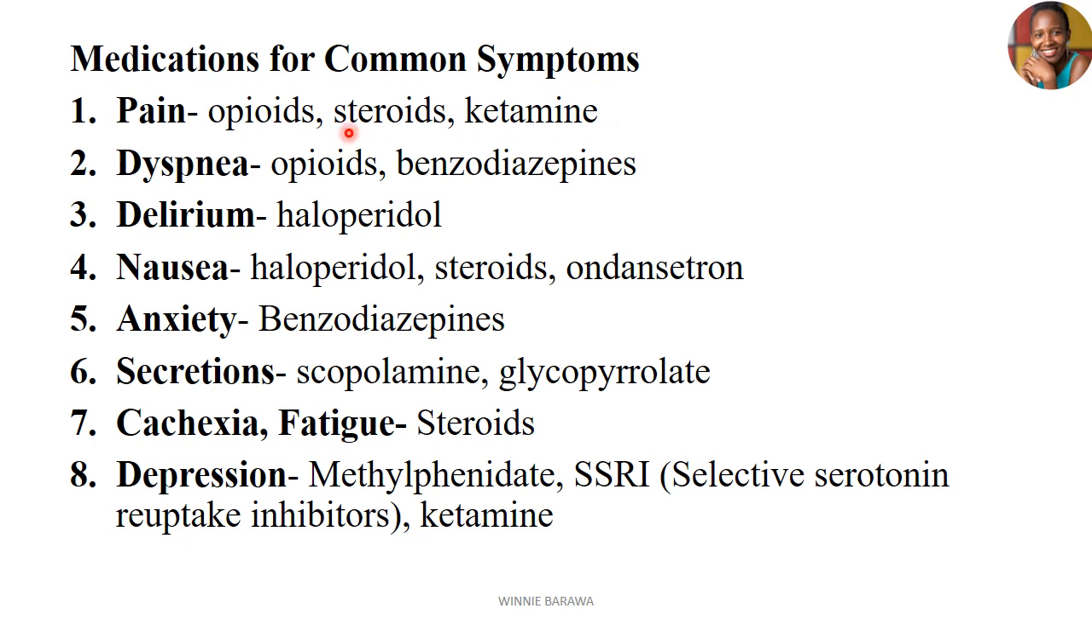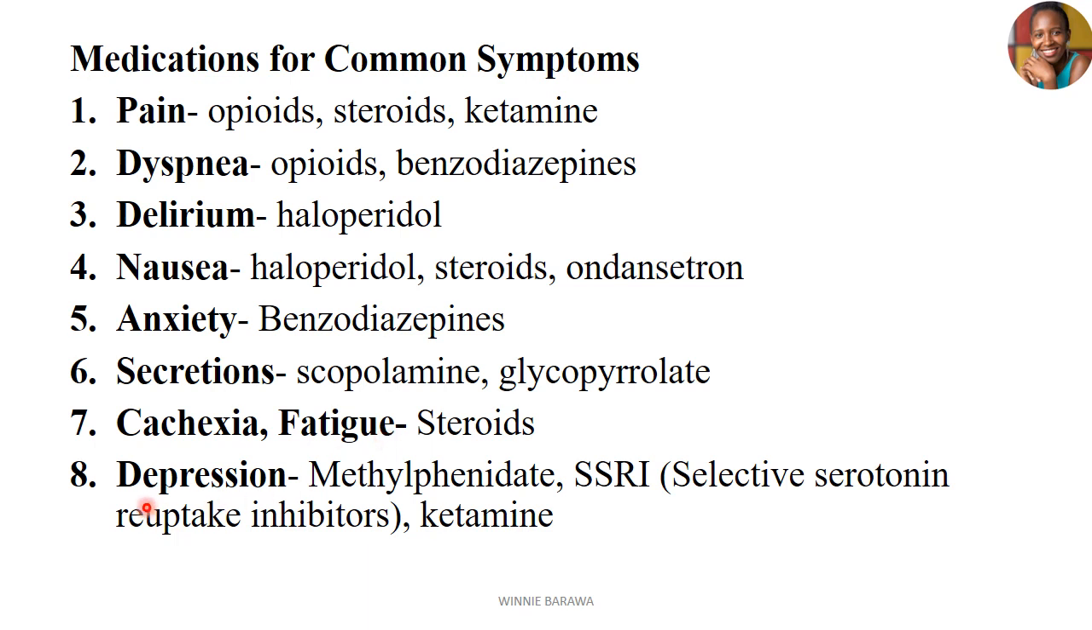So for pain, we can have opioids, steroids, and ketamine. For dyspnea, we can have opioids and benzodiazepines, and for delirium or mental cases, we can have haloperidol. A client who has nausea can also work along with haloperidol, steroids, and also ondansetron. For anxiety, there are also benzodiazepines. For secretions, you can bring along scopolamine and glycopyrrolate. For cachexia and fatigue, steroids also come in handy.